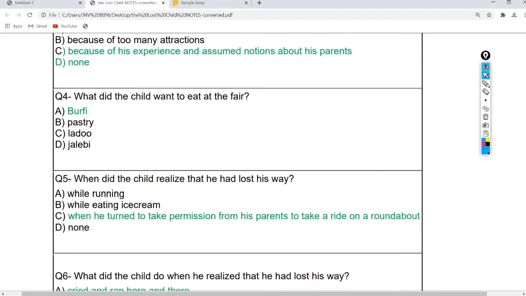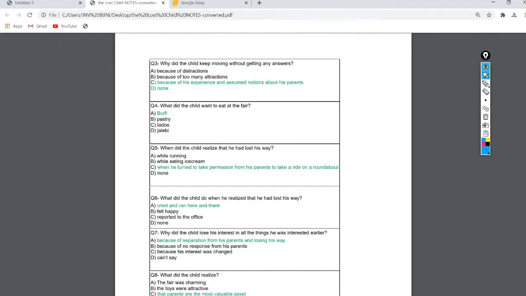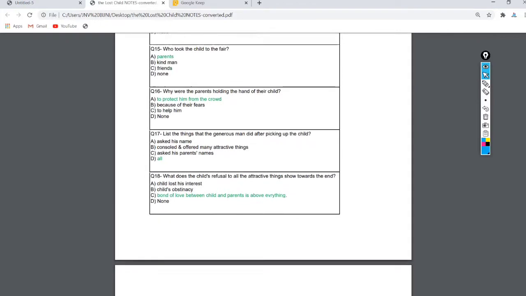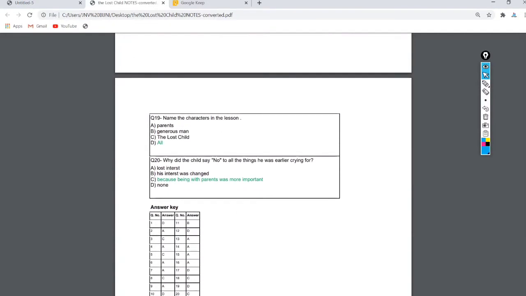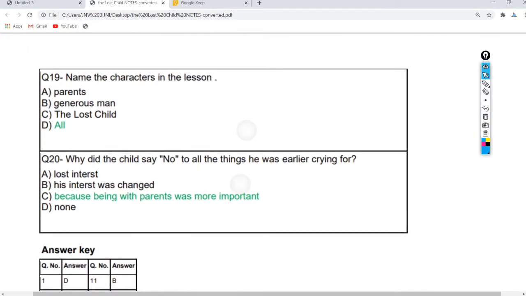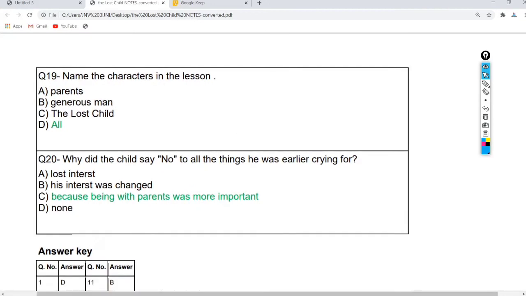Let us come to the last question. 20 numbers are there. We'll see the last question, question number 20. The answer key is also given here. You can simply see, refer and consult.